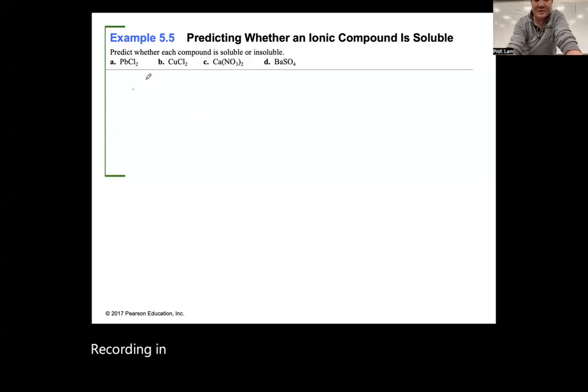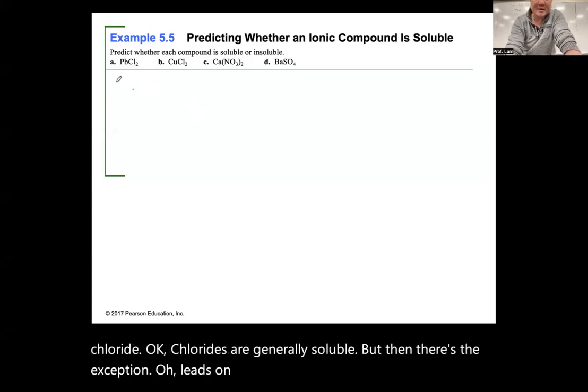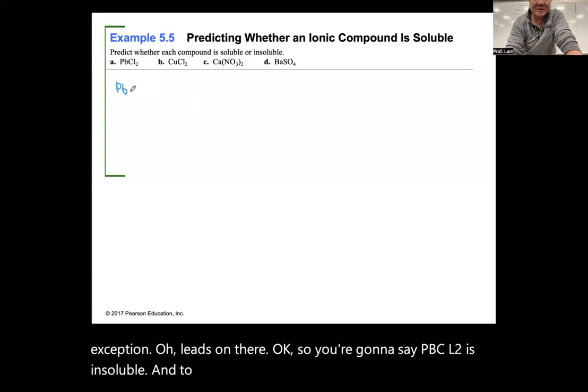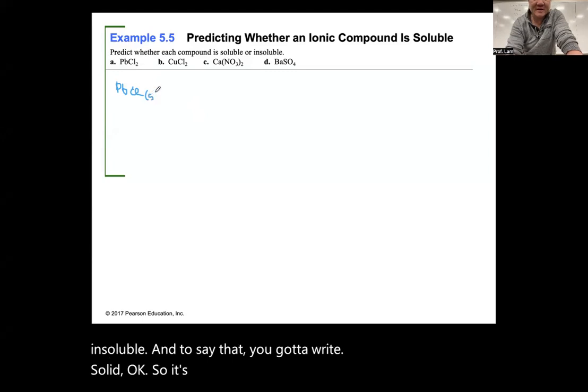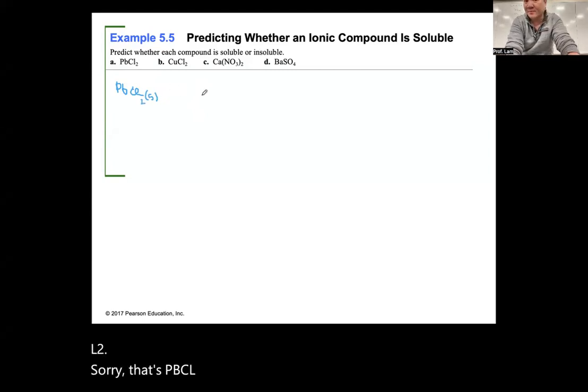All right, so PbCl2, we said chloride. Chlorides are generally soluble, but then there's the exception. Oh, lead's on there. So you're going to say PbCl2 is insoluble. And to say that, you have to write solid. If it's insoluble, it'll stay in the crystal lattice as PbCl2, and it'll be a solid.